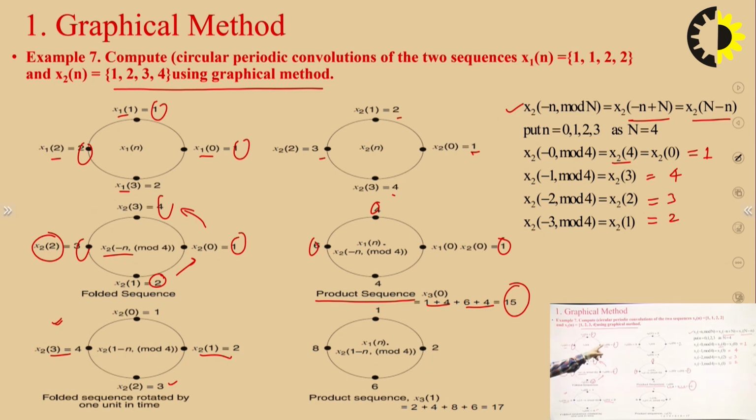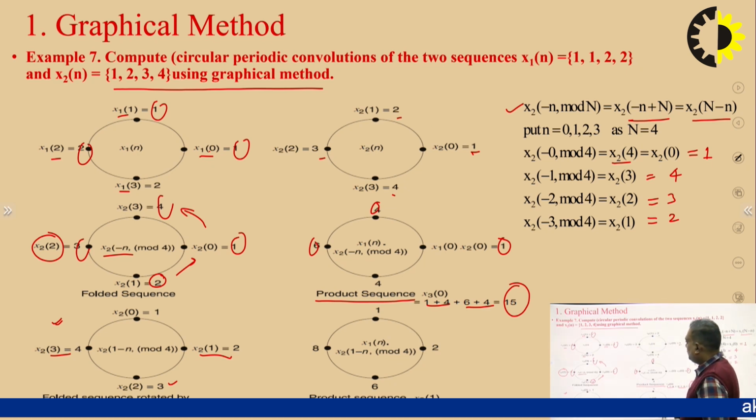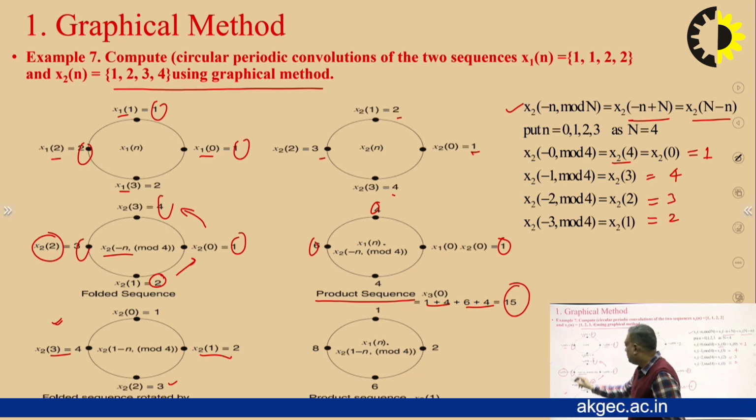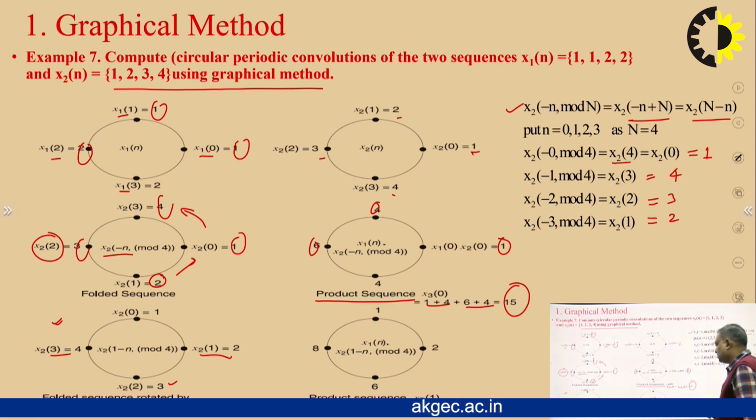Now we will multiply these elements with these elements. So here we can see x1(n) into x2(1 minus n) mod 4. Now we can see 2 into 1 is 2, 1 into 1 is 1, 2 into 4 is 8, and 2 into 3 becomes 6. So now we will add it up: 2, 1, 8, 6. After adding it up, we get the value 17. Okay. So this is how we are obtaining this.